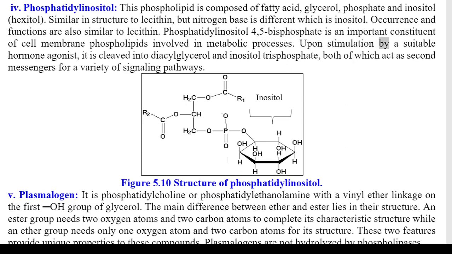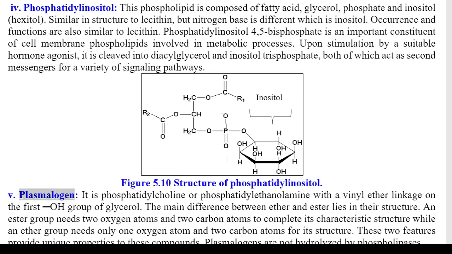Upon stimulation by a suitable hormone agonist, it is cleaved into diacylglycerol and inositol trisphosphate, both of which act as second messengers for a variety of signaling pathways. Figure 5.10: Structure of phosphatidylinositol.